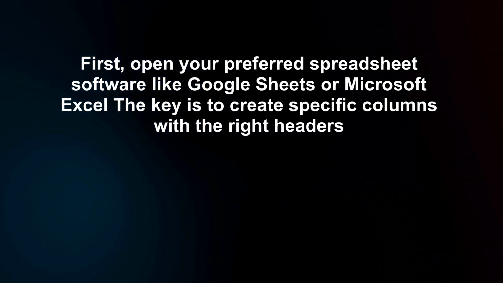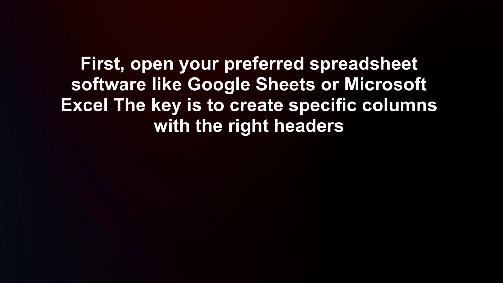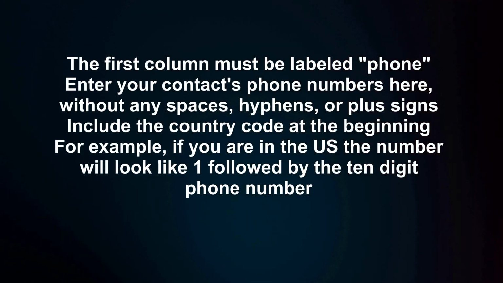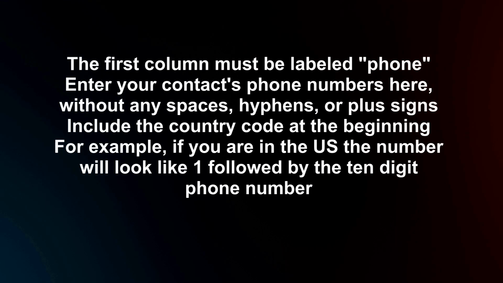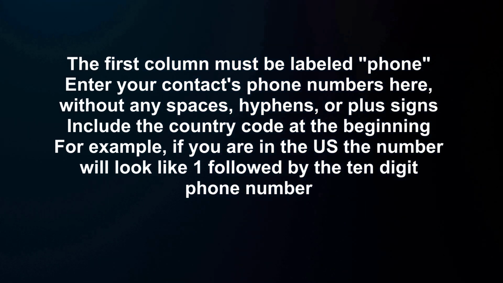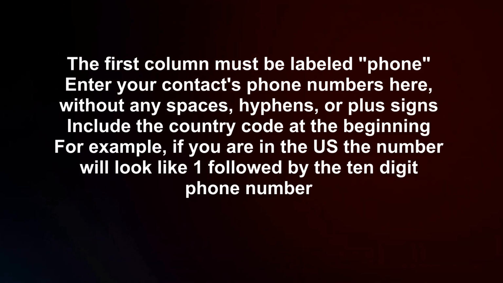First, open your preferred spreadsheet software like Google Sheets or Microsoft Excel. The key is to create specific columns with the right headers. The first column must be labeled phone. Enter your contact's phone numbers here, without any spaces, hyphens, or plus signs. Include the country code at the beginning. For example, if you are in the US, the number will look like 1 followed by the 10-digit phone number.